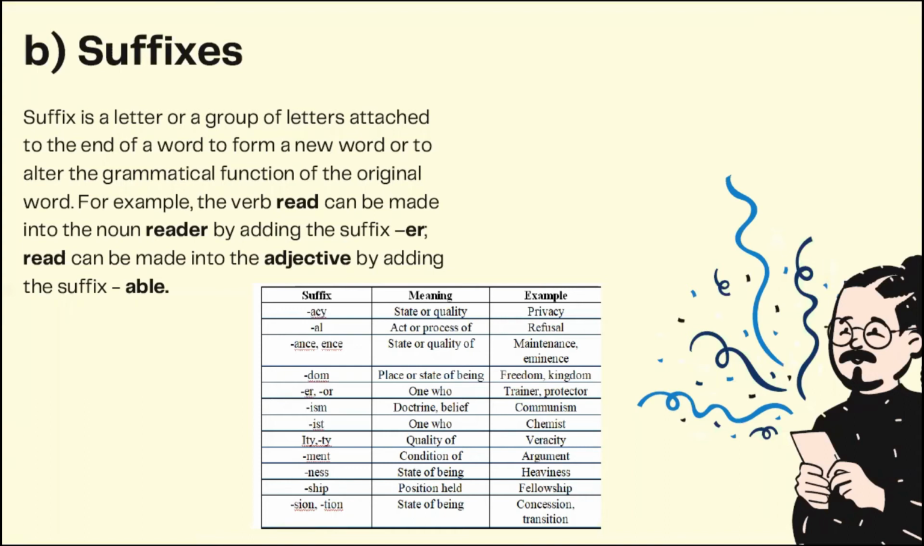Another example, crazy. Crazy is an adjective, right? But if we add ness at the end of the word, it becomes craziness and it becomes a noun. Those are some examples of how a suffix works.